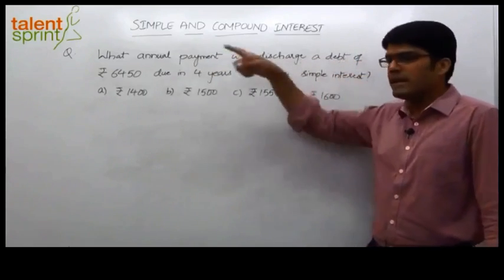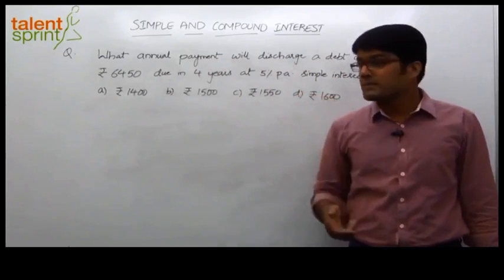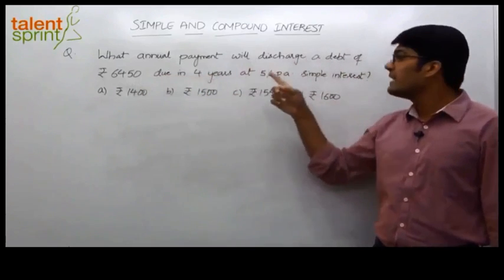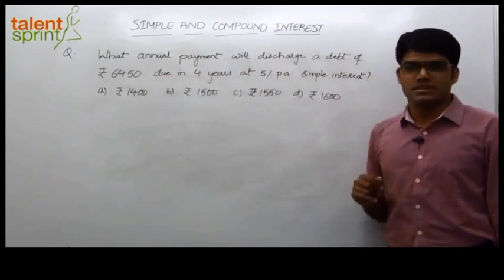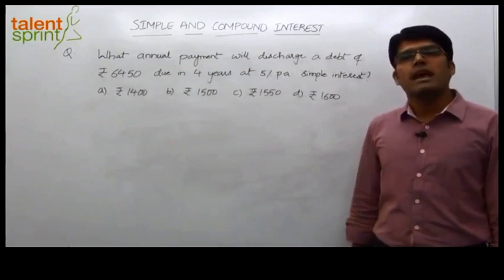This debt is on your head, 6,450. So how much should you pay per year, so that the 6,450, which is due in 4 years at 5% per annum, is discharged? Are you able to follow? And annual payment means it has to be an equal payment, equal annual payment.